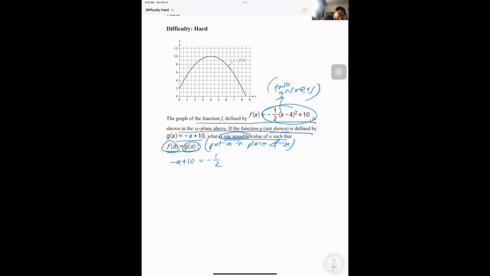Okay, so minus half a minus 4 whole square plus 10, or we'll take the minus common here, a minus 10 is minus half a minus 4 whole square plus 10, so we'll cancel out. So we're taking the minus common here as well, so it's a minus 10 here, minus half plus 10, so now it's a minus 10 is equal to half a minus 4 whole square.